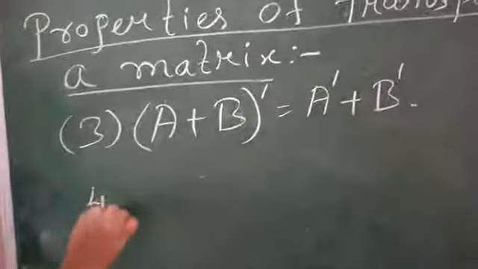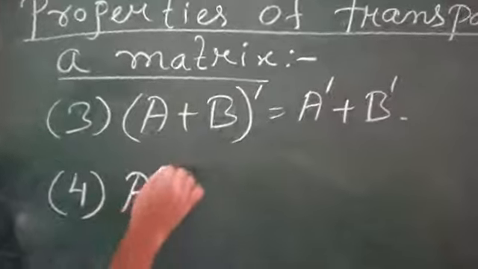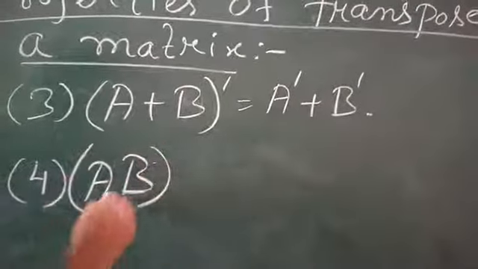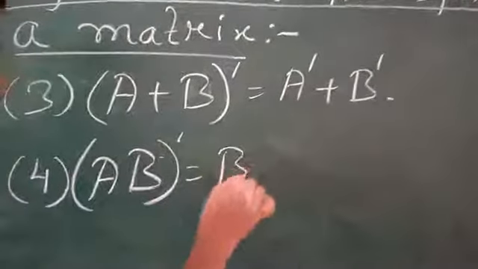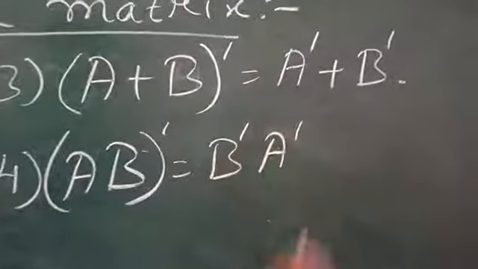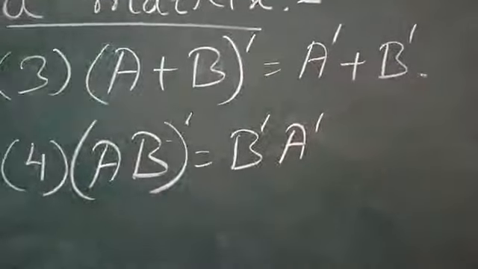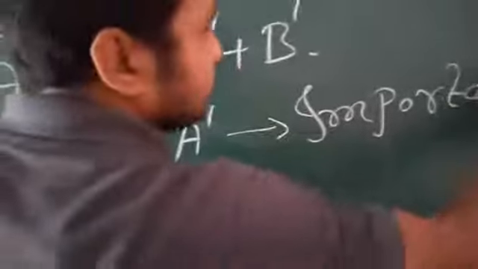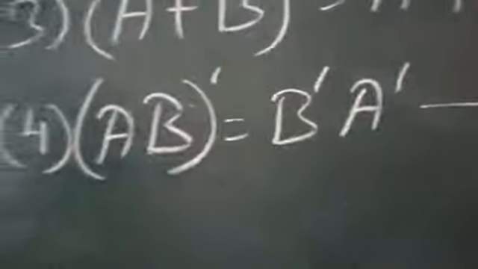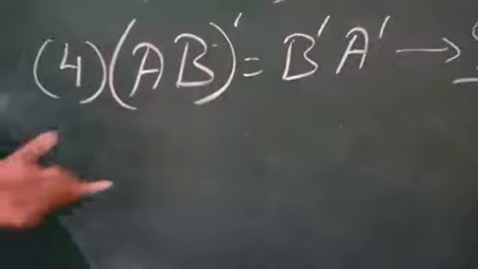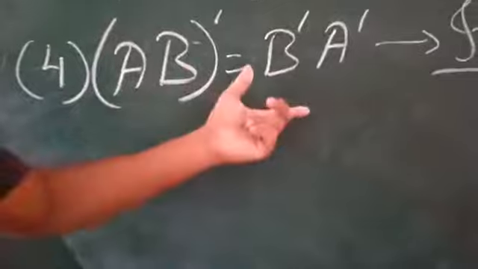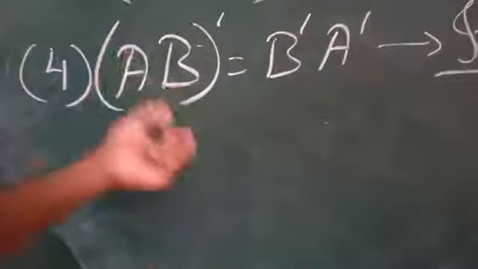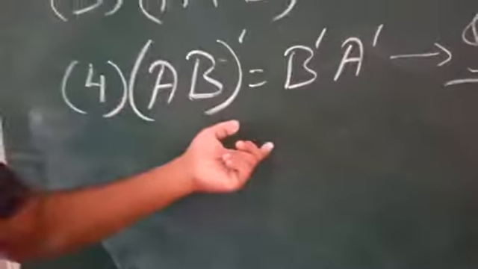So number 4 property will go AB transpose. This is the most important property. AB transpose is always B transpose A transpose. So this is a very important property. The proof of this property, we will see why it is equal. We will discuss in the next video.